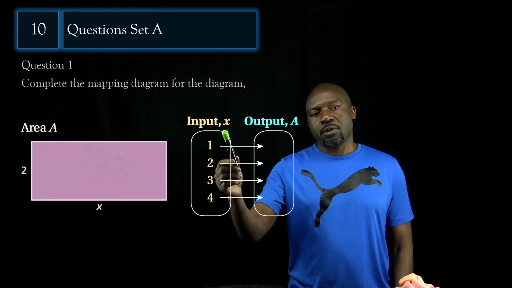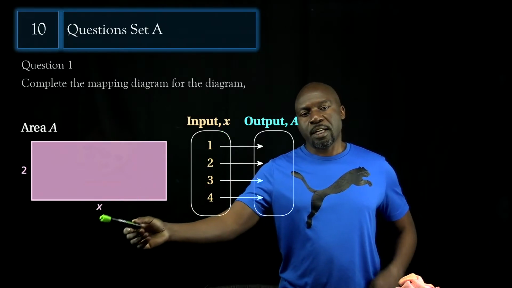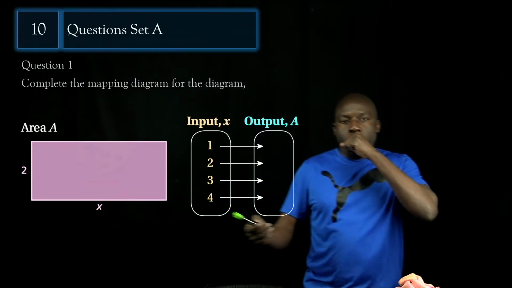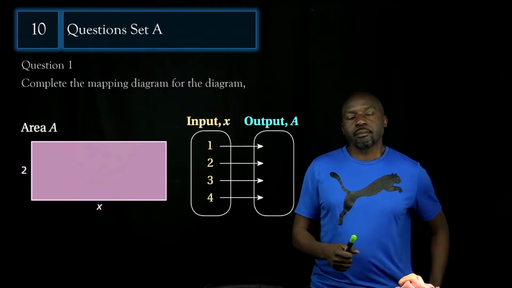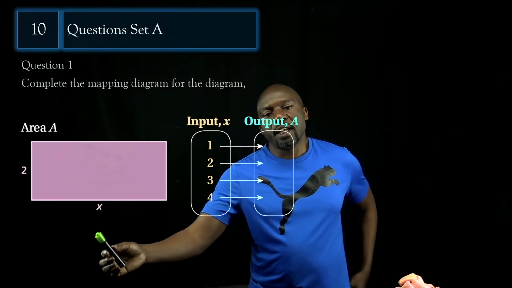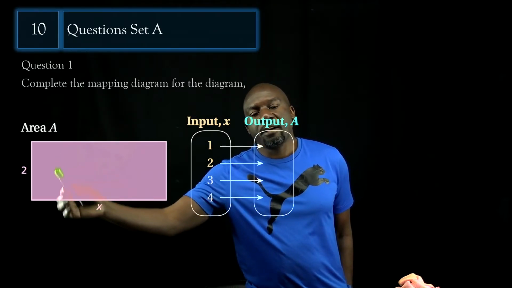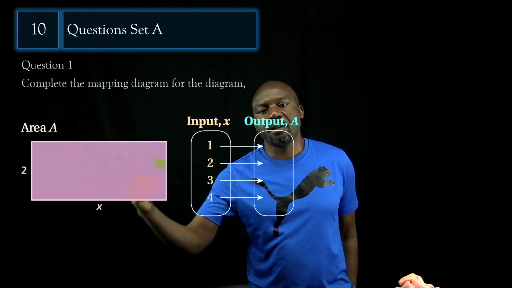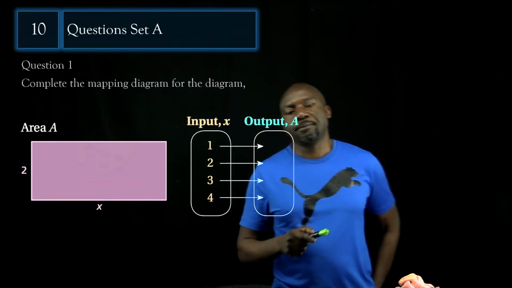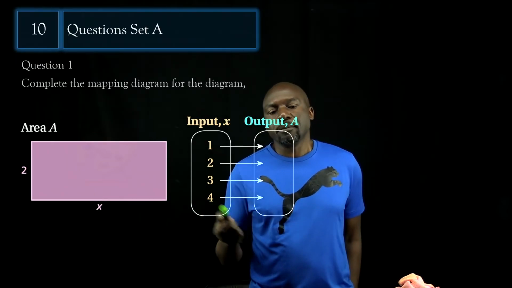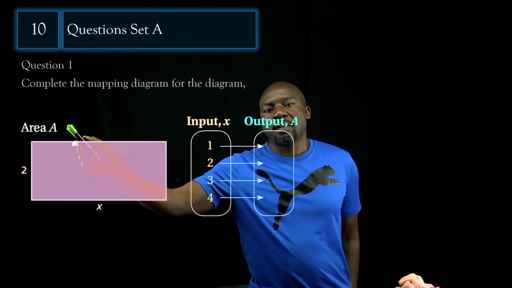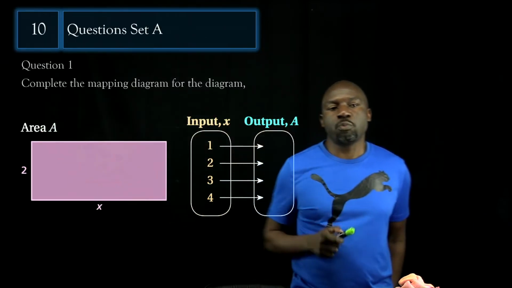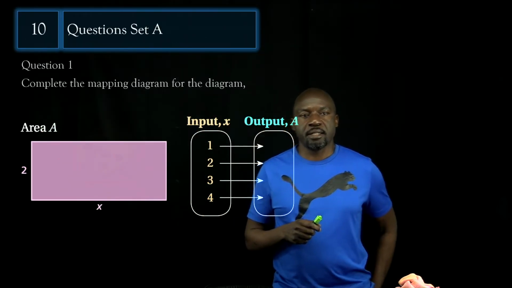So the input is the value of the length of the rectangle. If we change the length of the rectangle, the area of the rectangle changes as a result. So the length of the rectangle is the independent variable, or the input, or the domain, if you like. And the resulting area is our output, or the dependent variable.